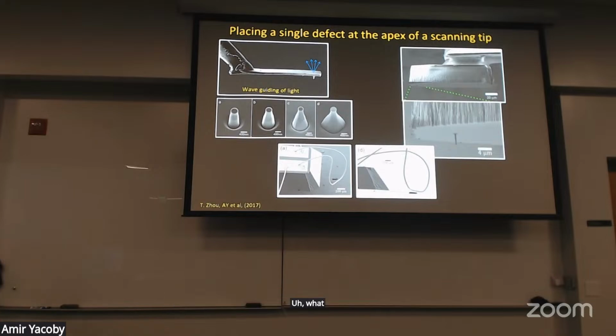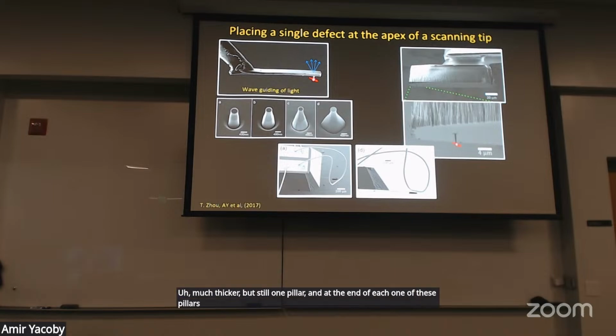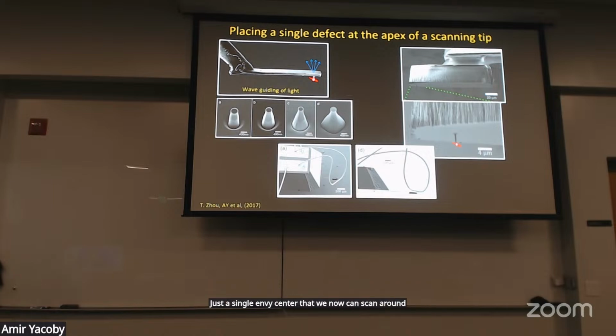What you see here are the newer versions. They look uglier, but they're much easier to make. Much thicker, but still one pillar. And at the end of each one of these pillars sits just a single NV center that we can now scan around and extract the local magnetic fields.